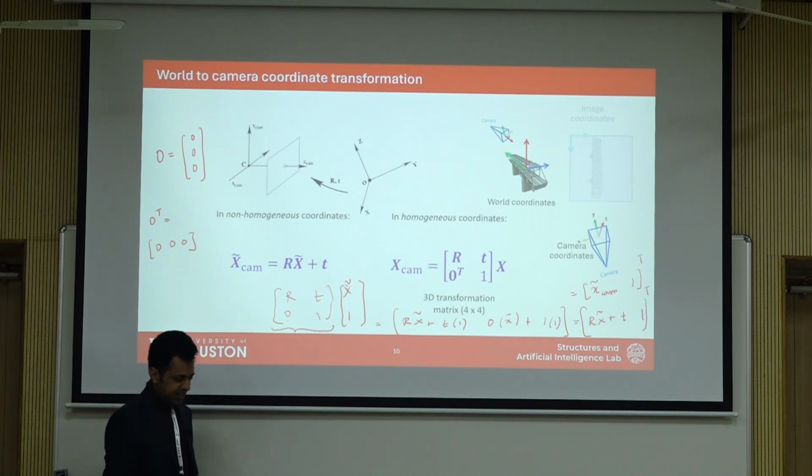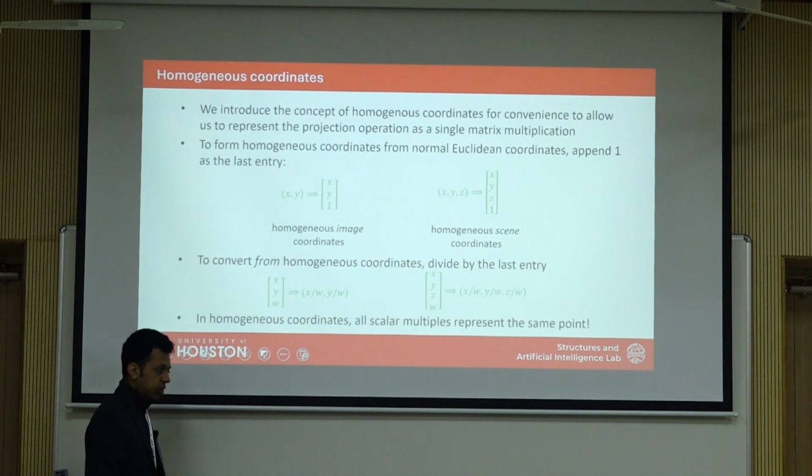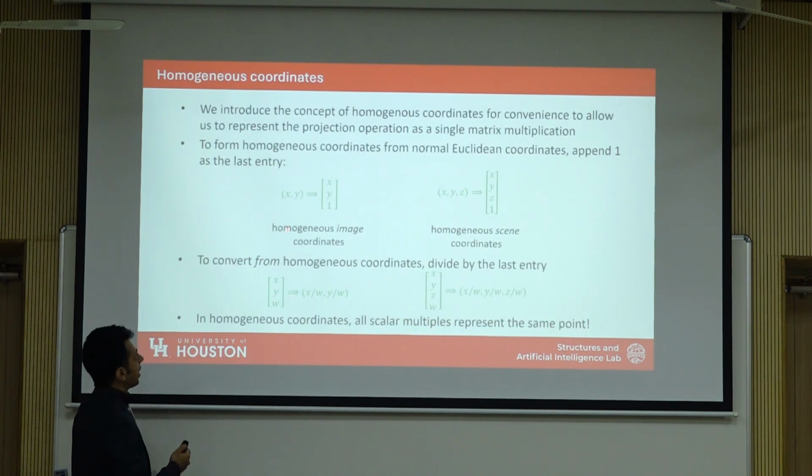You have your image coordinates x comma y, and then I can put it in a vector x, y. I'm adding a third dimension and just making that 1. Same thing for the scene coordinates, the world coordinates.